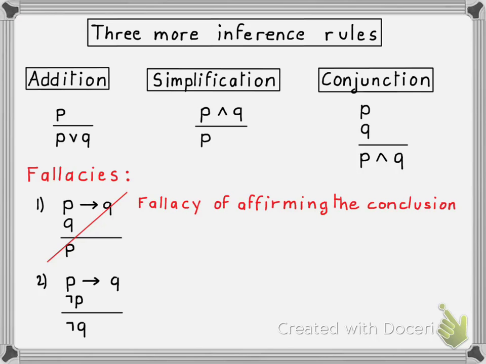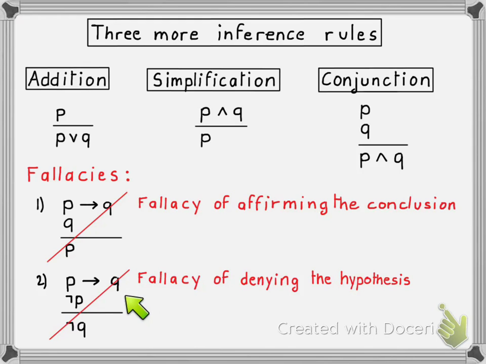And by the way, you could have done the same for this fallacy. Now the name of this fallacy, which is again an invalid form of reasoning that you should never use, is the fallacy of denying the hypothesis. Because the mistake you would make here is to assume that if a conditional is true and then you deny its hypothesis, namely you assume the negation of its hypothesis, then you are allowed to infer the negation of its conclusion.